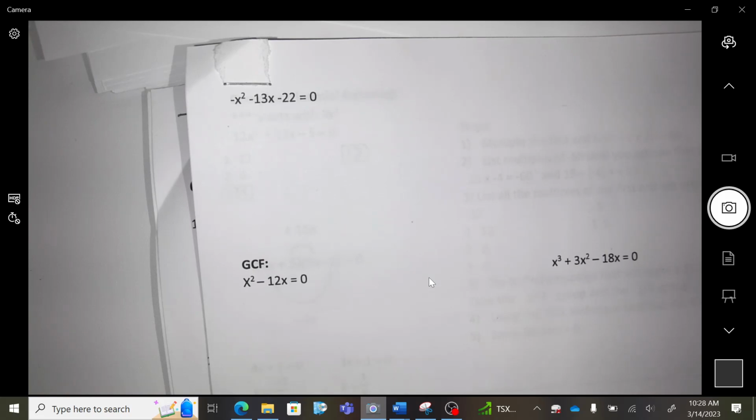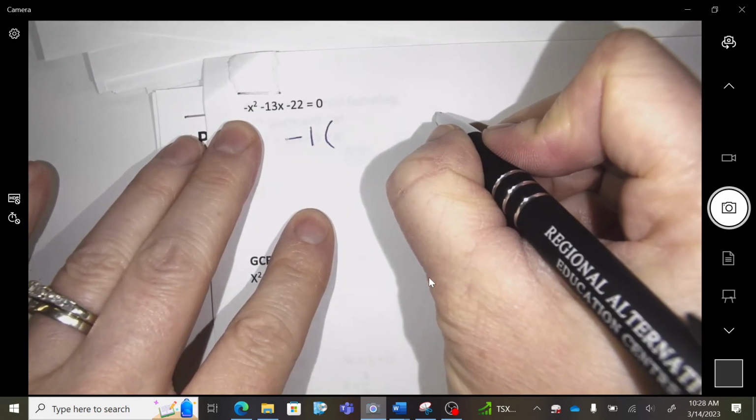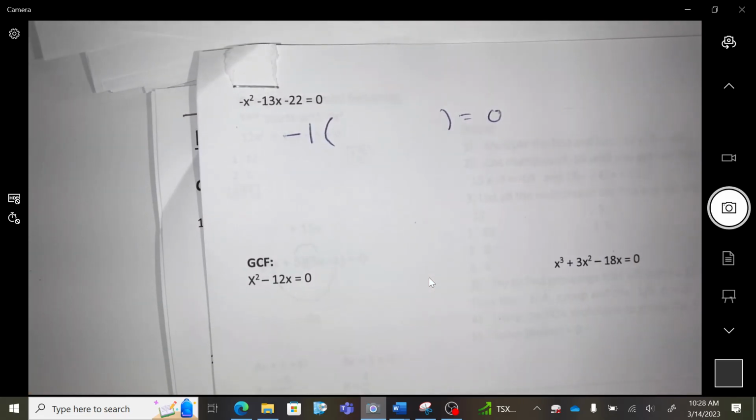The next one is actually not a simple trinomial. It's close, but it's not. It starts with a negative x squared instead of just a 1x squared. Okay? I don't like factoring with negatives, ever. It's hard to do. So what's the strategy? I could factor out the negative 1.